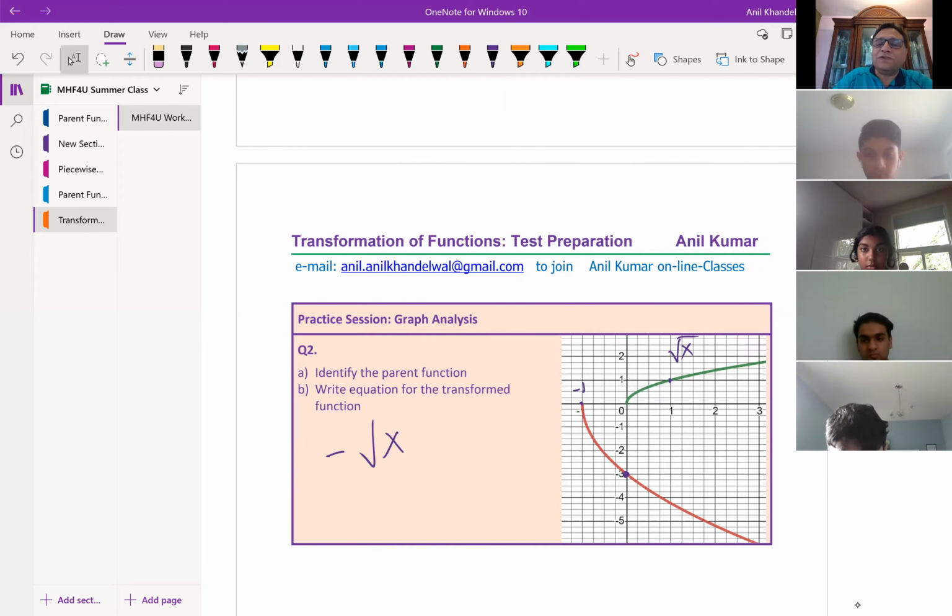Now, what is the stretch factor? How much? This was 1 unit away, and this is how many units away? 3. So it is a stretch factor of 3. Do you get the idea? Immediately we got the stretch factor.